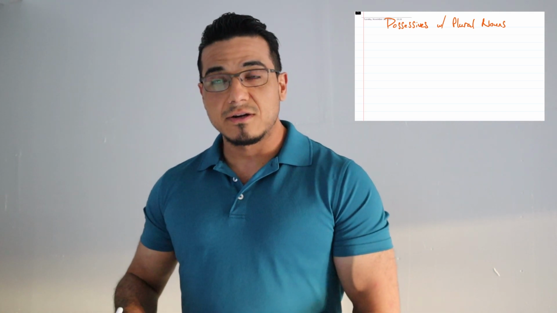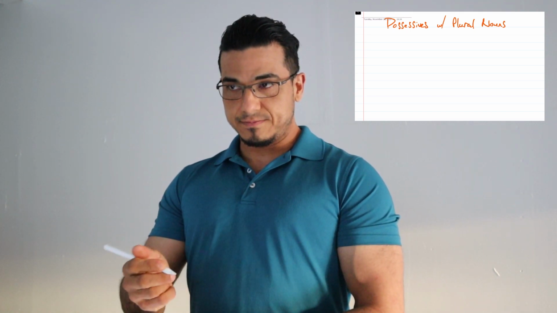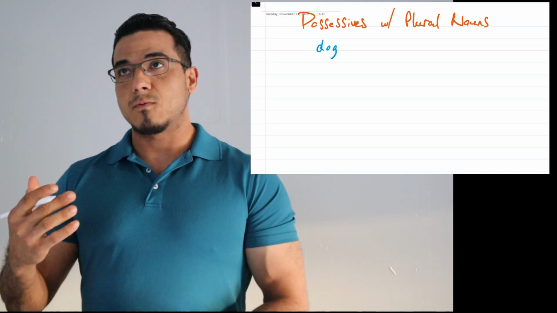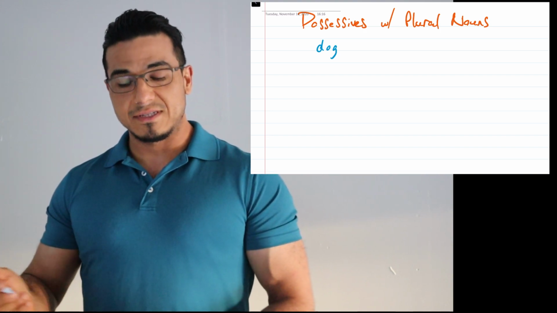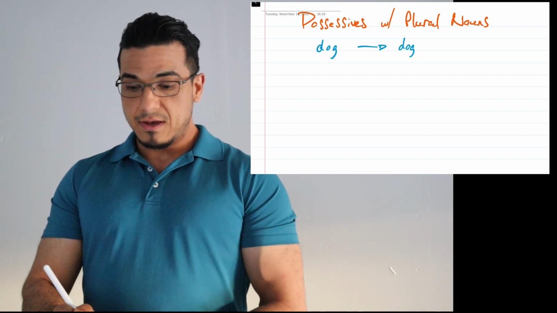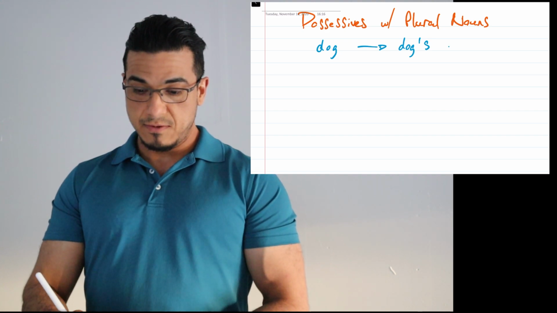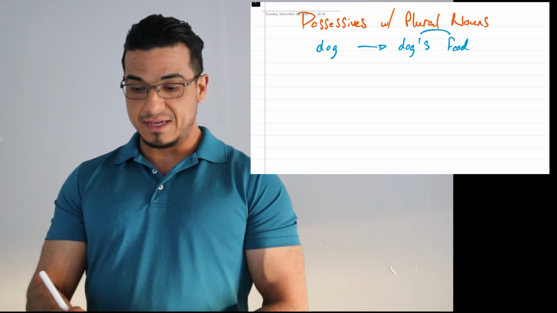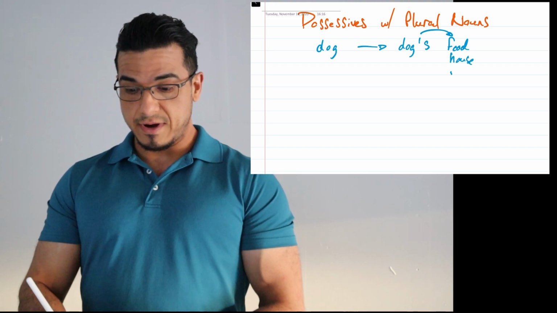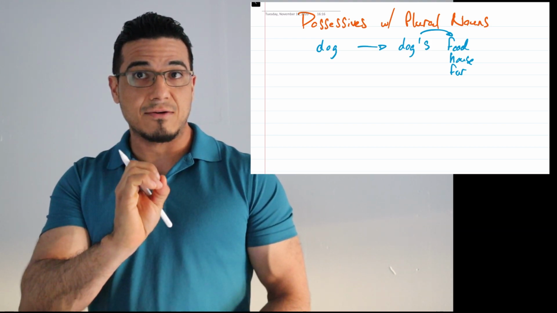All right, so traditionally with a singular noun, an example in this case will be, let's say, a dog. So a dog here would be a singular noun. And if the dog were to own something like food, in this case, like the dog's food, to show that, you would normally take the noun, add an apostrophe, followed by the letter S, to show that that dog is in possession, in this case, of the food. And it could also be something else like a house or its fur, right? Like the dog's fur.